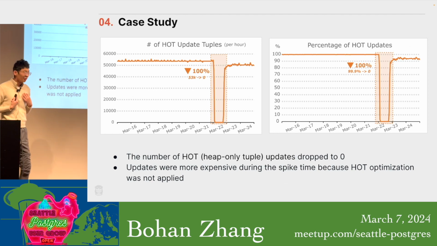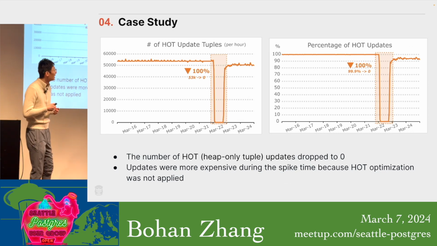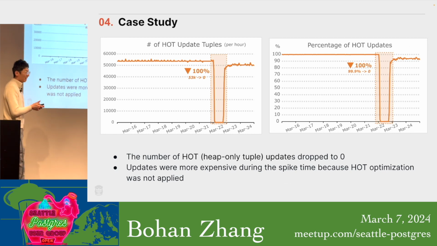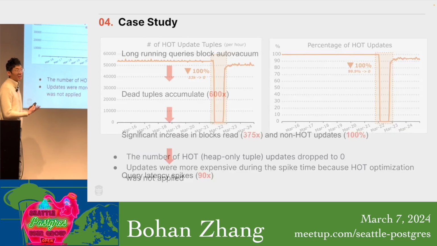Interestingly, we also find the number of HOT updated tuples equal to 0. Previously, around 99.9% of update queries were HOT updates. That's the optimization we mentioned before, using HOT optimization for the updates. During the spike, it dropped to 0%, which means all of the updates are non-HOT updates, which are more expensive than HOT updates. So the updates were more expensive during the spike because the HOT optimization was not applied during that time.